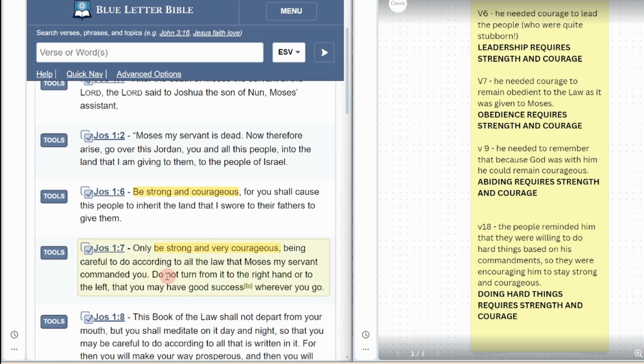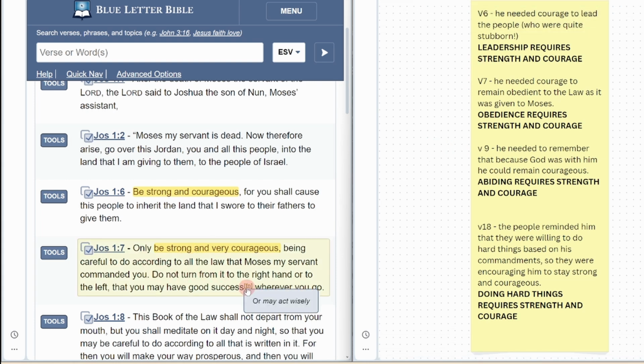Let's go to verse 7. Only be strong and very courageous, being careful to do according to all the law that Moses my servant commanded you. Do not turn from it to the right hand or to the left, that you may have good success. So in verse 7, he needed courage to remain obedient to the law as it was given to Moses. So we learn that obedience requires strength and courage.